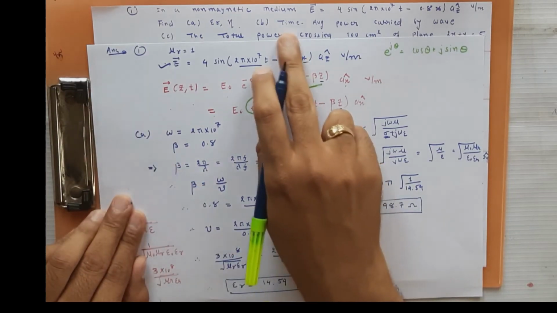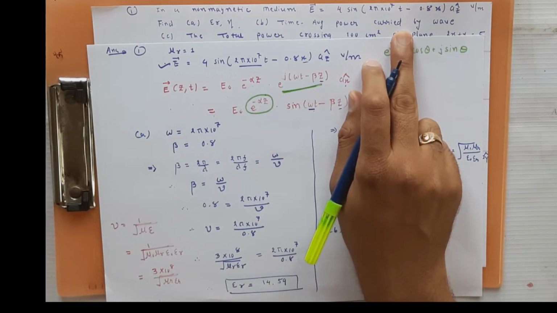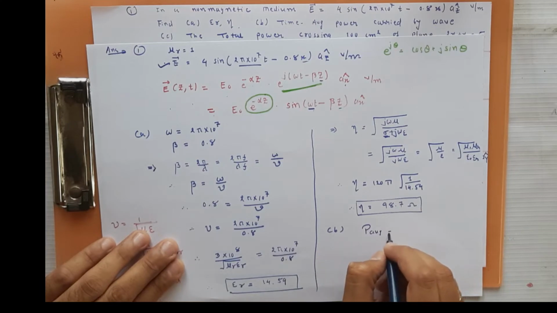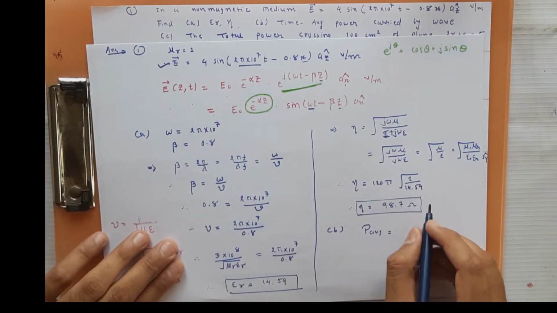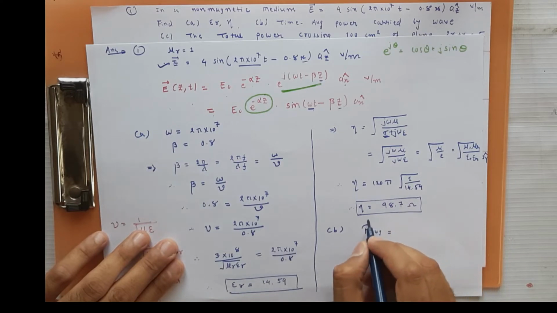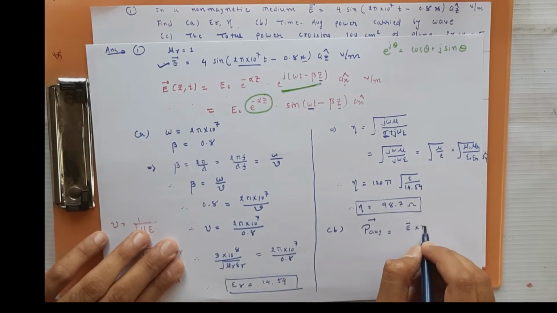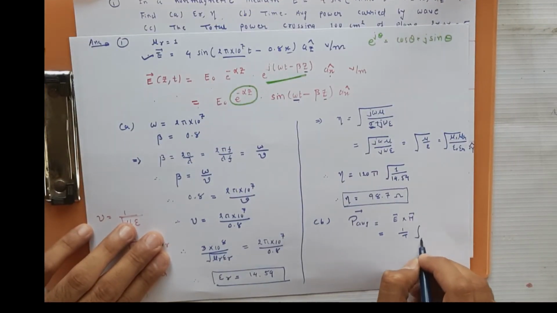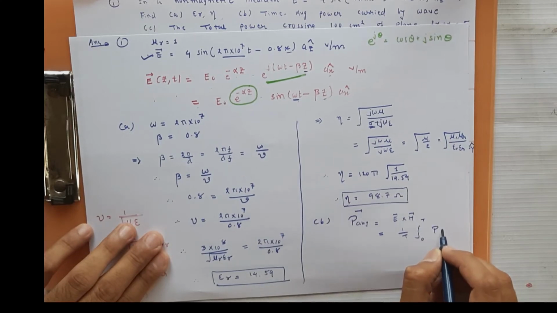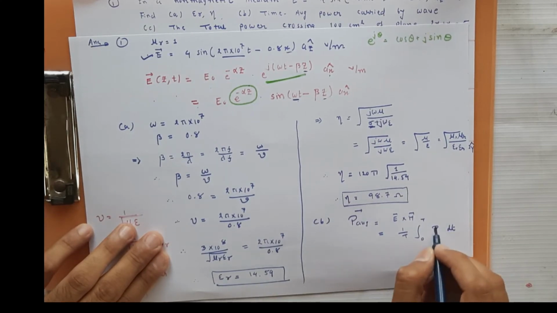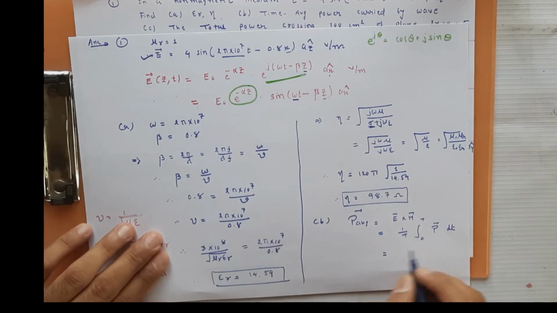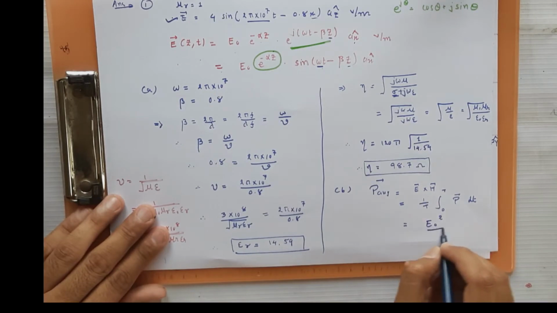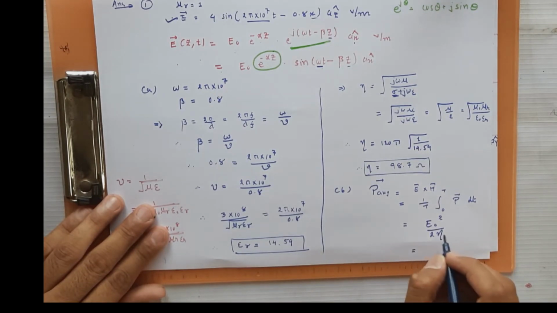B. The time average power carried by the wave is P average, which generally we write as E cross H. This is a vector quantity. You can write it in this way: E cross H, and 1 by T integration 0 to T of P of z, t into dt. We have to write it in this way. So it is E0 square, which is nothing but E0 square by 2 mod of eta.